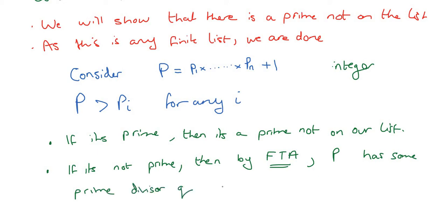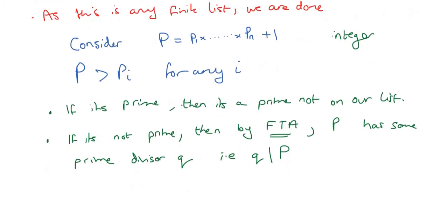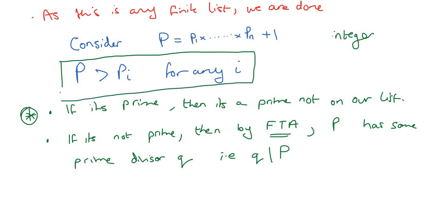Okay, and what this means is that q divides p. Remember our divide notation from earlier? Okay, so we're looking good. This case is done. So if p is prime, then it's a prime not on our list because it's bigger than any prime on our list. So that's good. So we're done in that case.